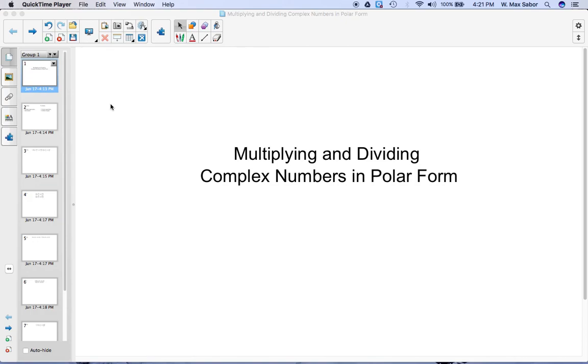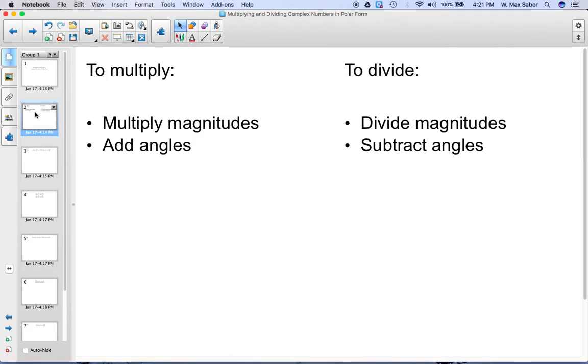How do we multiply and divide complex numbers in polar form? Well, we talked about a proof yesterday, and it gave us the answer on the left for multiplication. We're going to multiply the magnitudes and add the angles. Division is the inverse operation of multiplication, so we will do the opposite. We'll divide magnitudes and subtract the angles.